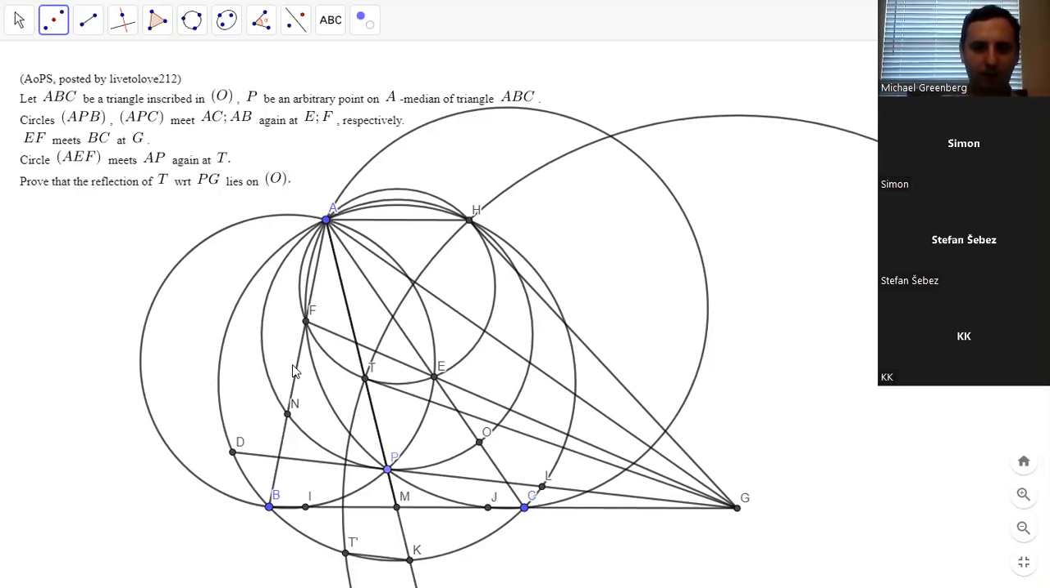Okay. So now we know that P is the midpoint of TK by the power ratio lemma. And okay. Now we need to show that KT prime T is 90 degrees. Yeah.